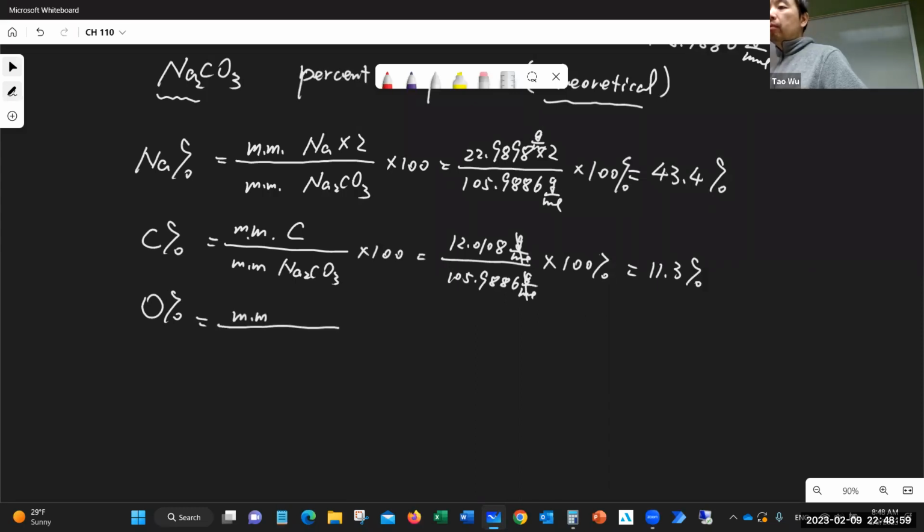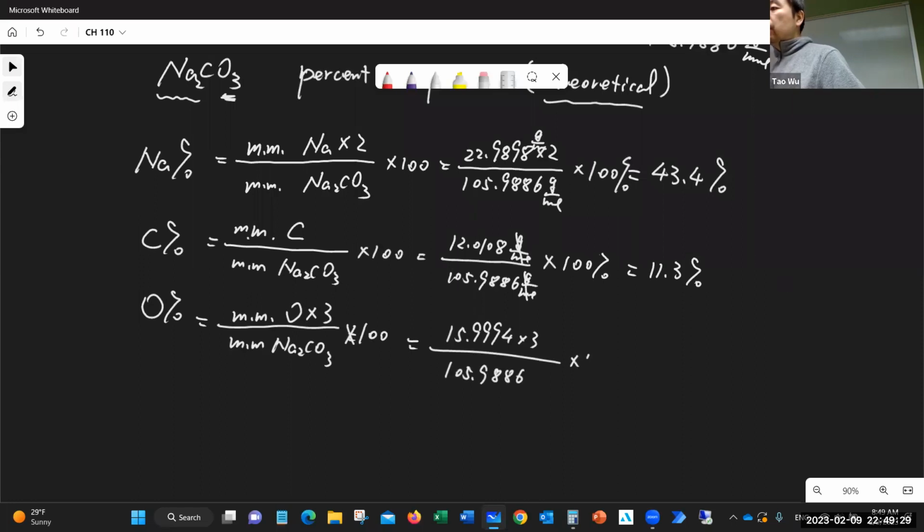Again, that's going to be the molar mass of the oxygen. Since this compound has 3 oxygens, you need to count 3 times the molar mass, and divide by the molar mass of the sodium carbonate, and you times 100. So that's 15.9994 times 3 divided by 105.9886 and you times 100%.